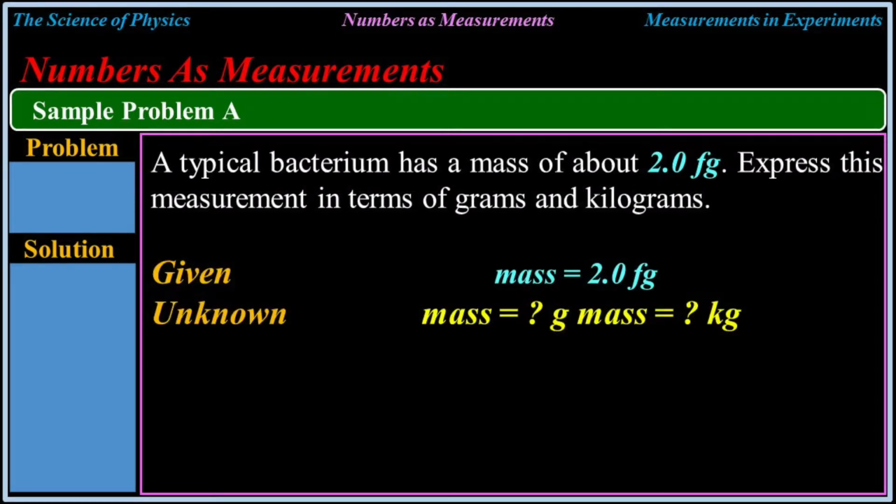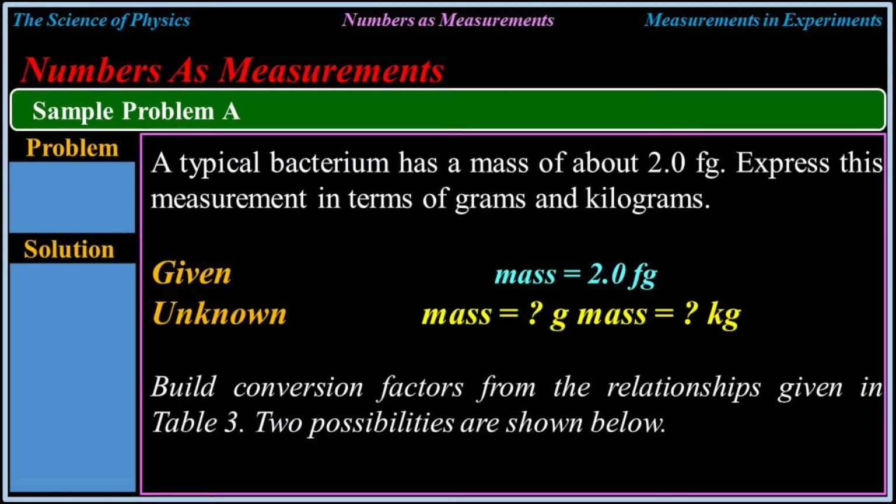And it says there's the given material. The given is mass is 2 femtograms. And the unknown is the mass in grams and the mass in kilograms. So we want to calculate that value. So build conversion factors from the relationships given in Table 3. Two possibilities are shown below.